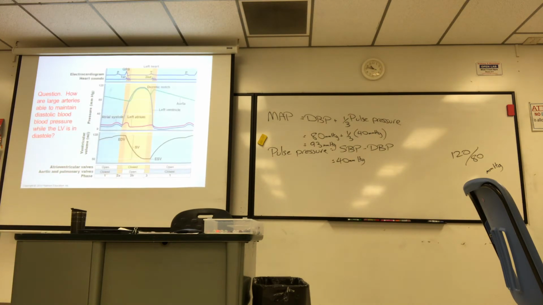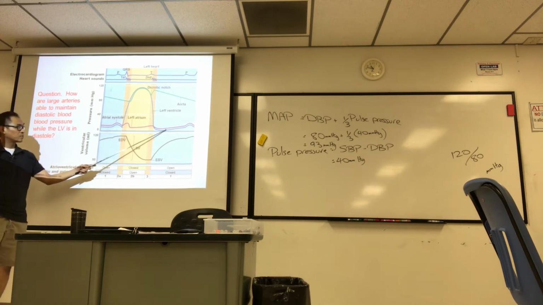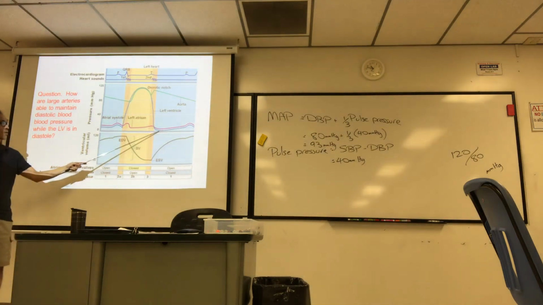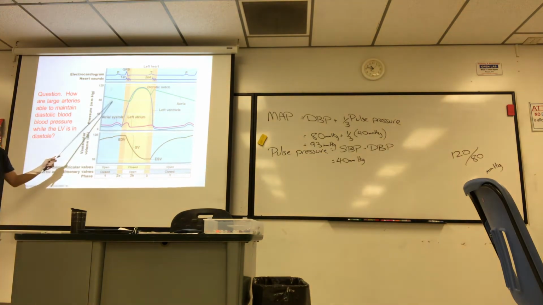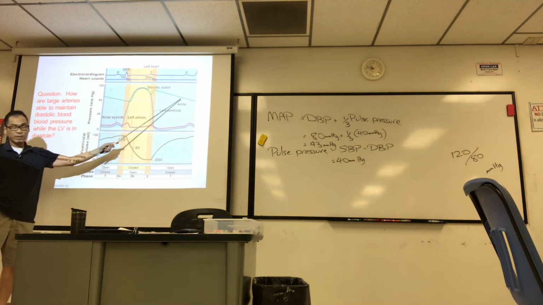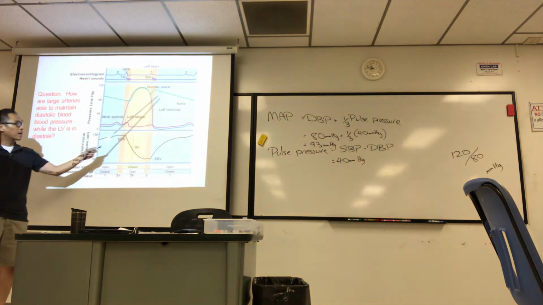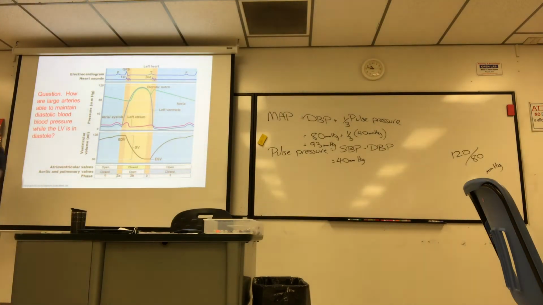So here on this slide, I'm asking: the large arteries, how are they able to maintain diastolic blood pressure while the LV is in diastole? I've already answered it. Look at diastole. Look at the pressure of the ventricle. It's less than 10. It's almost 0. Okay, but look at the pressure in the aorta. It stays really high, about 80.